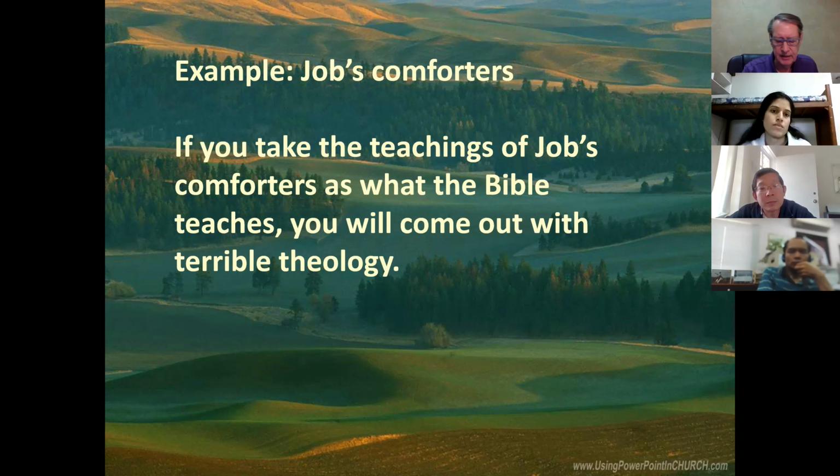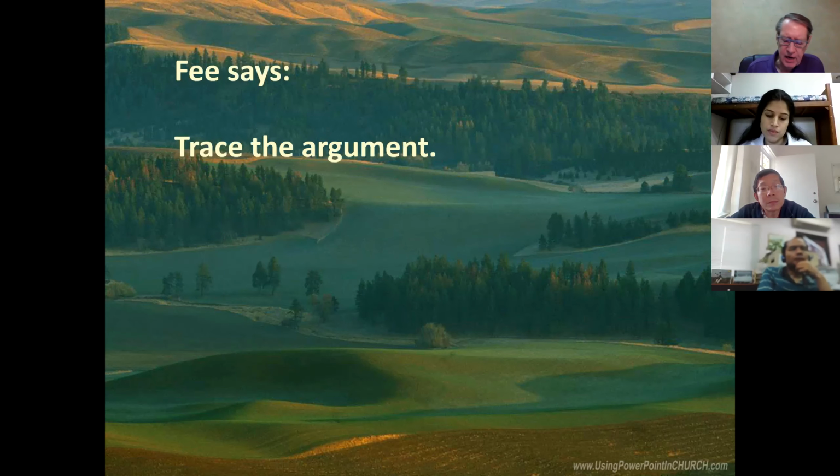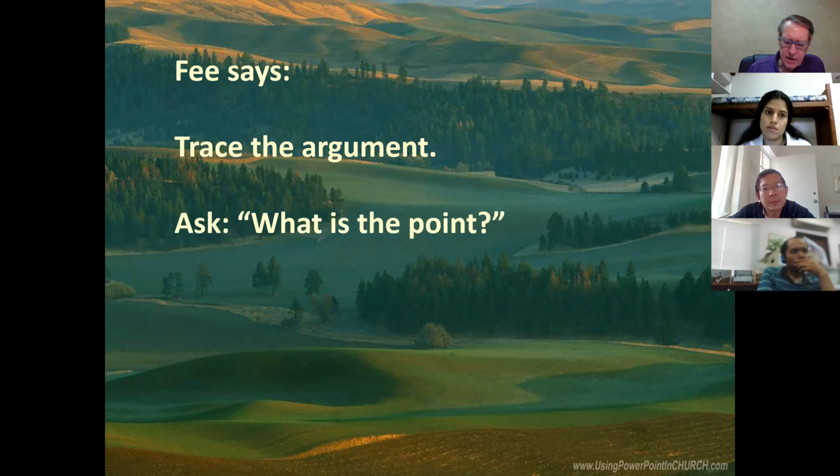So with literary context, we need to follow the flow of the author's argument. Fee calls this tracing the argument. Why does Paul say this particular thing at this particular place in the book, for example? And here we ask the question, what is the point? What is the author trying to say? We can know that only as we follow his argument and think his thoughts after him. So this is the immediate literary context.